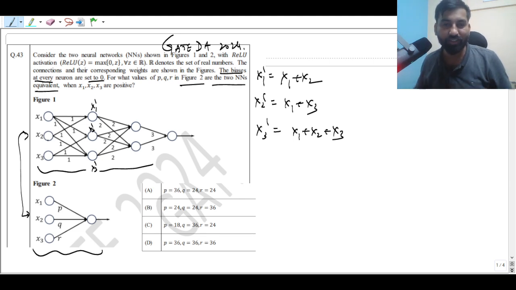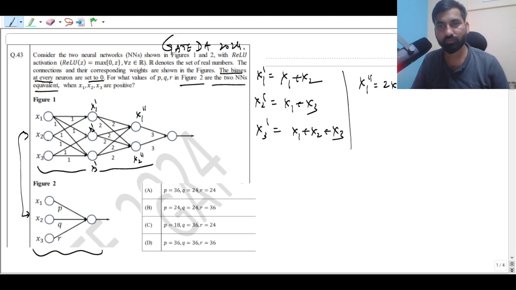Now you can come to these neurons. I'm just going to put x1 double dash, x2 double dash. So what is x1 double dash in terms of x1 dash? x1 double dash is nothing but 2 times x1 dash plus 2 times x2 dash plus, x3 dash is also coming, so 2 times x3 dash. Now what is x2 double dash?